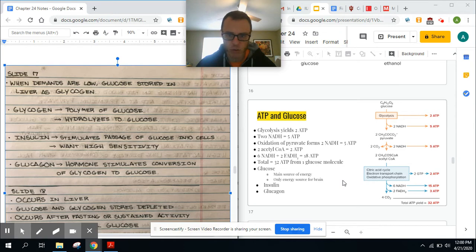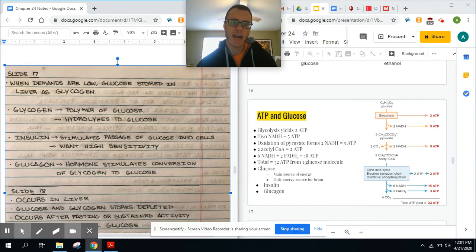Glucose is our main source of energy. It's the only source of energy for our brain. And then insulin and glucagon we'll get to in a minute. So here, when demands are low, glucose is stored in the liver as glycogen. It's kind of like a fatty molecule. Glycogen is a polymer of glucose, and it hydrolyzes into glucose. So as we need it, we start snipping off glucose molecules in order to generate energy.